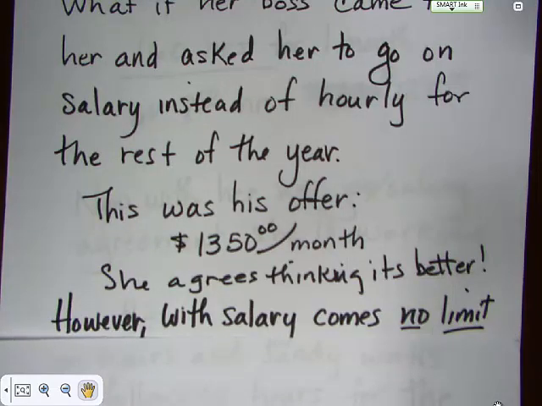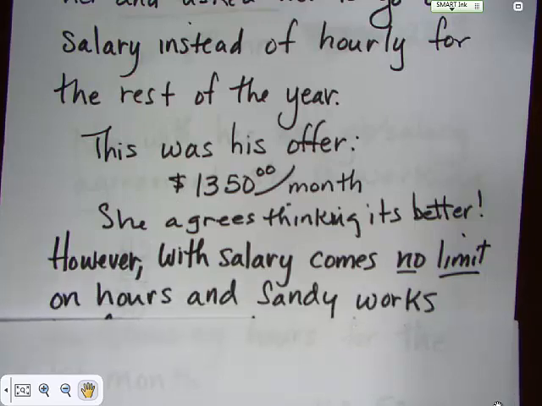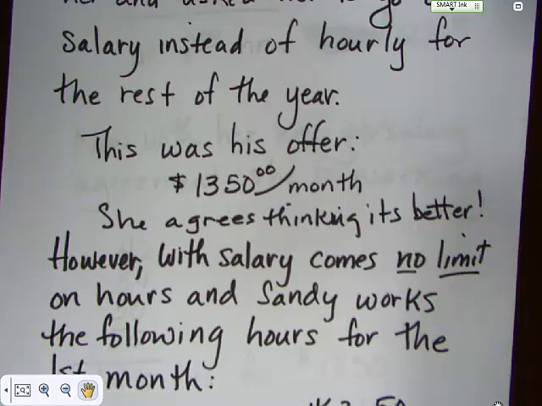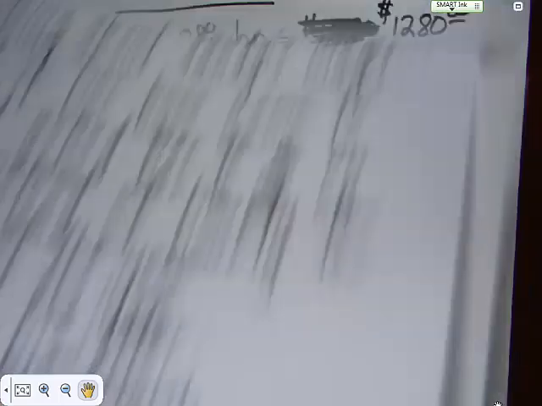With salary, and this is something that you should know before you go out and go to work in the big bad world, with salary comes no limit on hours. And sadly, Sandy figures out that she's working the following hours for the next 4 weeks. Week 1, she works 42, already over what she normally works. Week 2, she works 54. Week 3 and 4, she only works 50. Oh, wow, that's better. At $1,350 should be worth it, don't you think? Well, guess what? We're going to find out if it was worth it or not.